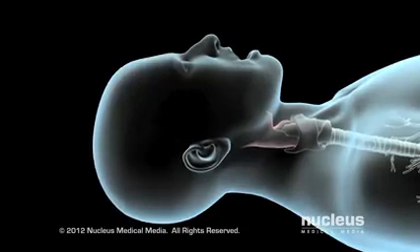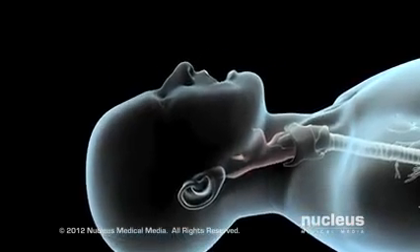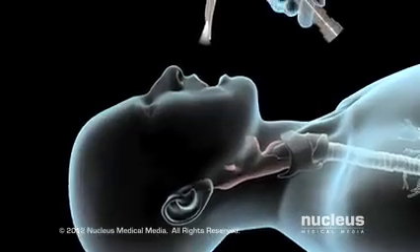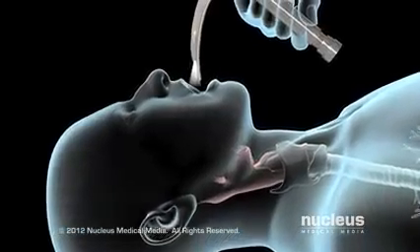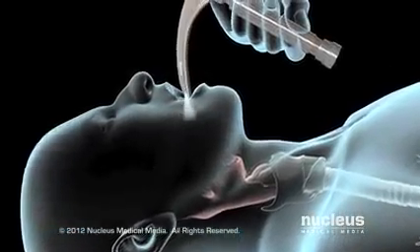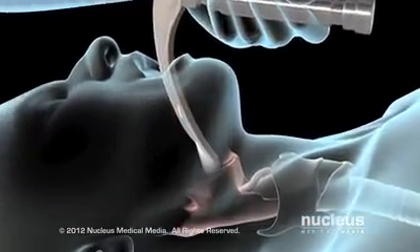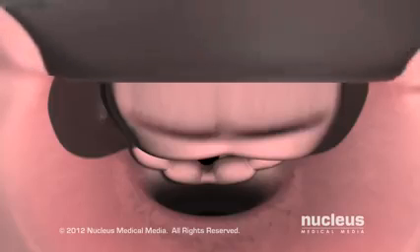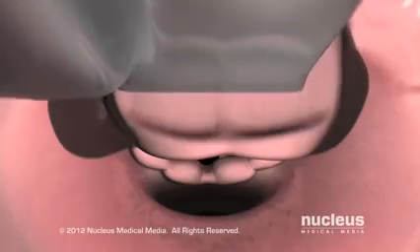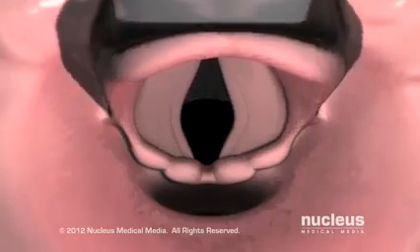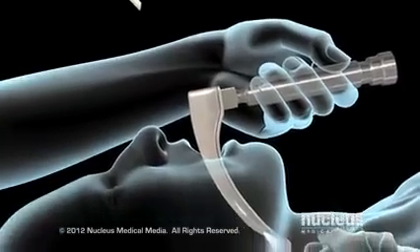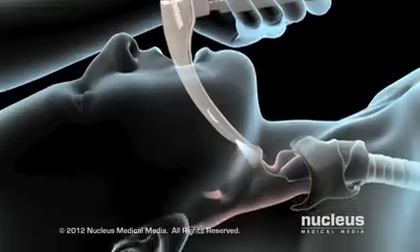Your doctor will tilt your head back slightly and insert the laryngoscope through your mouth and down into your throat, taking special care to avoid contact with your teeth. Using the blade, your doctor will gently raise the epiglottis, which is a flap of tissue protecting your larynx. He or she will then advance the tip of the endotracheal tube into the trachea.